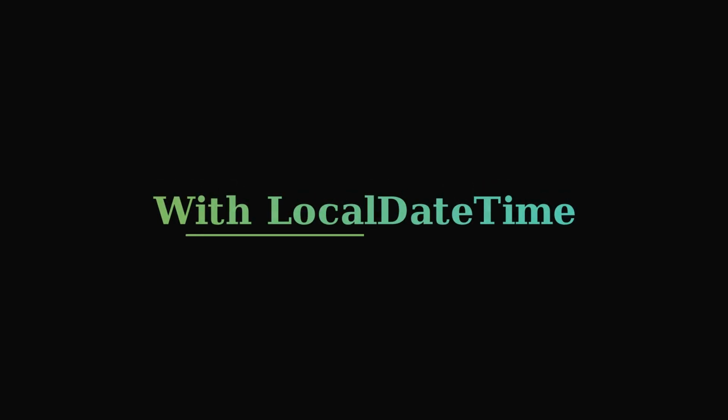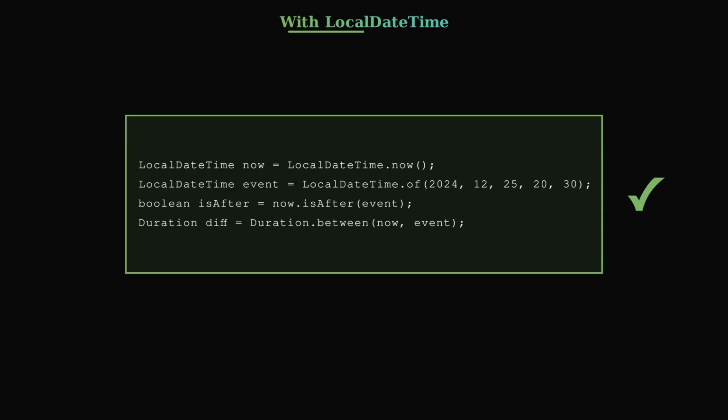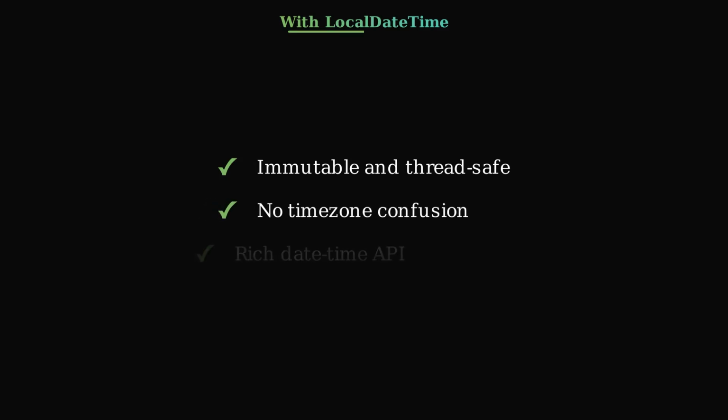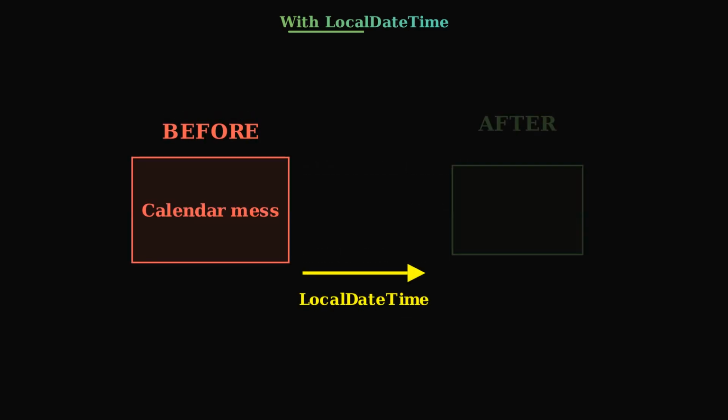Here comes the solution. Local datetime. Look how clean the code is now. Immutable and thread safe. No time zone confusion. Rich datetime API. Compare the difference. And that is why we use local datetime.